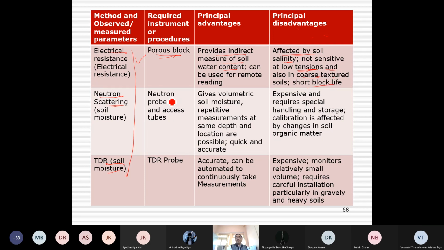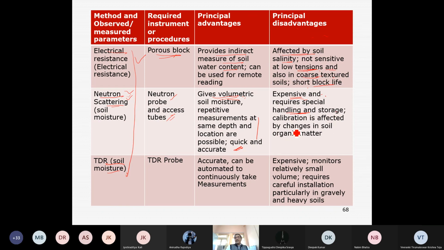Neutron probe, a neutron probe and access tube are required. It gives very good information about volumetric soil moisture content. Repeatedly we can use it for different depths. It is very quick and accurate as well, but now it is not allowed to use this neutron scattering probe. It's expensive, however, to purchase, and it requires special handling and storage conditions for the neutron scattering probe.